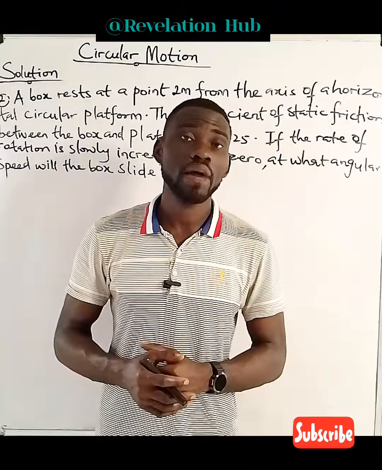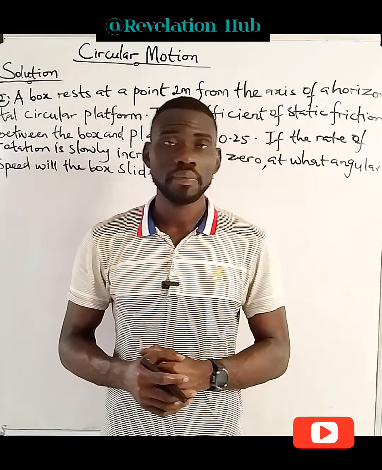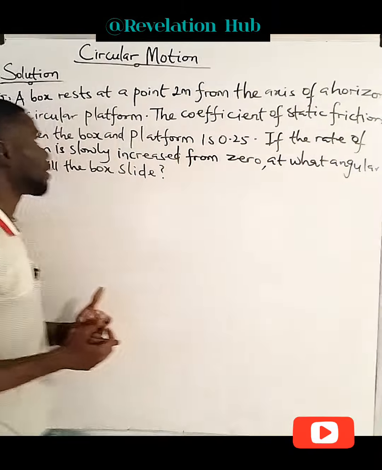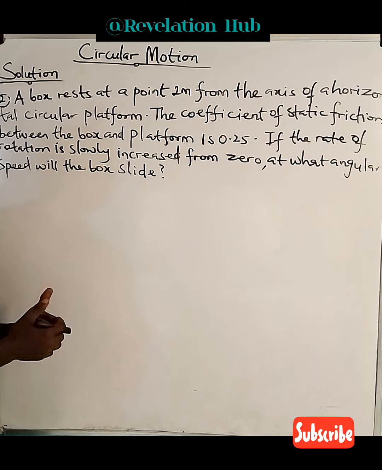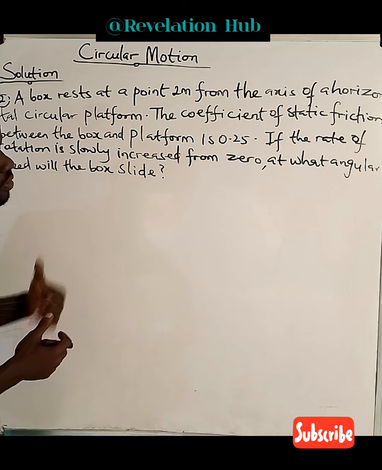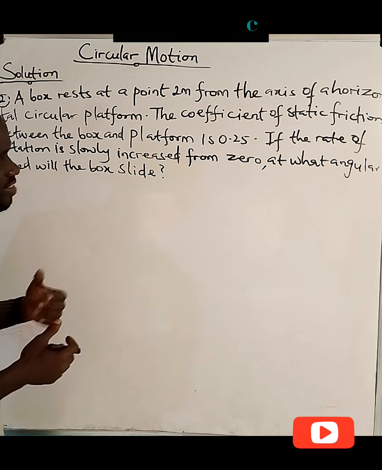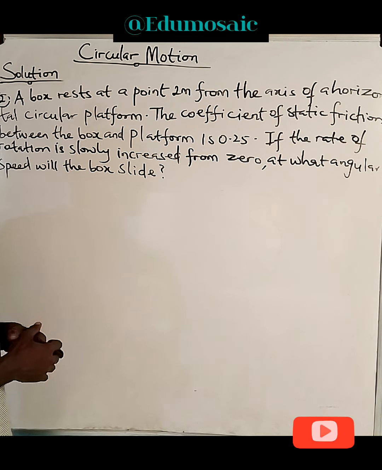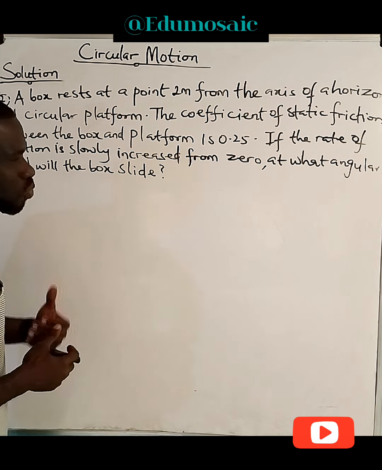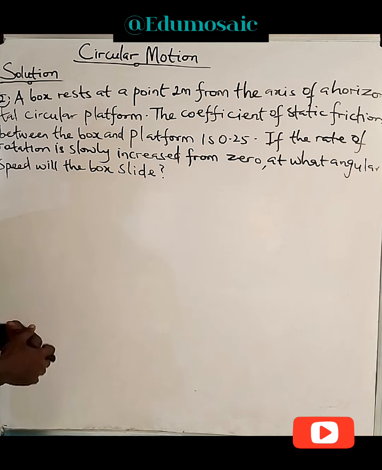Okay, guys, let's see how many solve this very question correctly. So let's see what we have right here on the board. A box rests at a point 2 meters from the axis of a horizontal circular platform. The coefficient of static friction between the box and platform is 0.25. If the rate of rotation is slowly increased from zero, at what angular speed will the box slide?